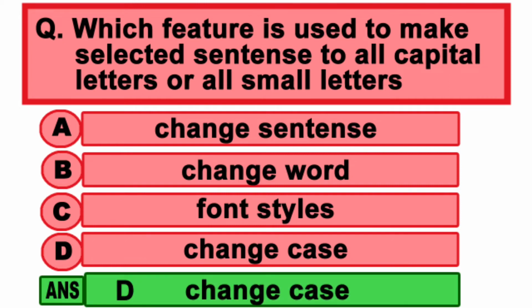Font style. There are variations of a font that indicate different ways that a font can appear. The most common font styles are regular, italic, bold, bold italic. Change case. It makes changes to the case of text in block selections. Uppercase, lowercase, first letter capital, invert, sentence and title case. Correct answer is answer D. Change case.